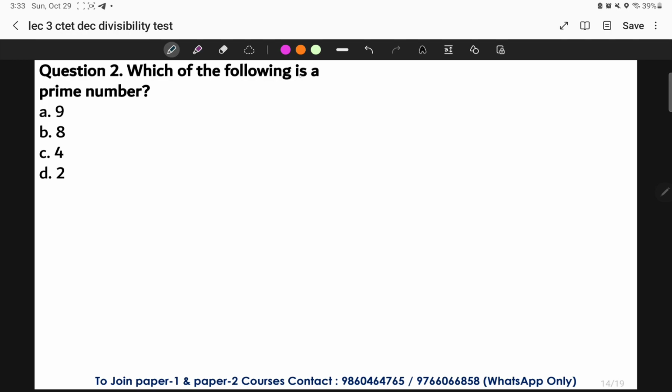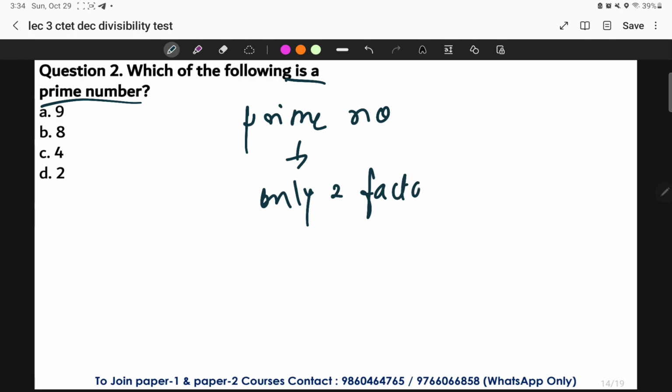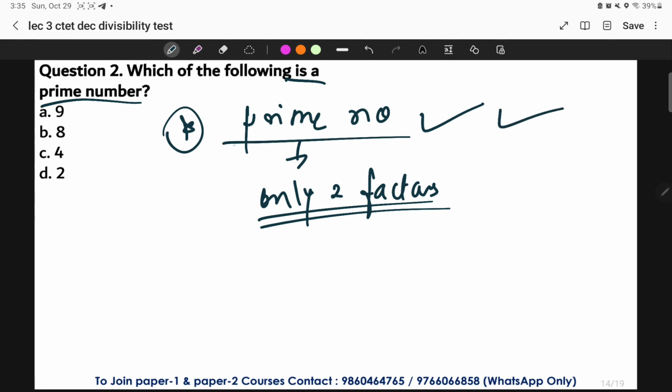So this was the question that I gave you in the last lecture as homework, okay? Which of the following is a prime number? What is a prime number? Basically, a prime number is a number which has only two factors. Only two factors, okay? This is a part of your syllabus, and questions from it have been directly asked in previous year question papers as well, and it will surely be asked in your upcoming examination. So do clear this prime number concept if you have not cleared it yet, okay? So what is a prime number? It has only two factors.